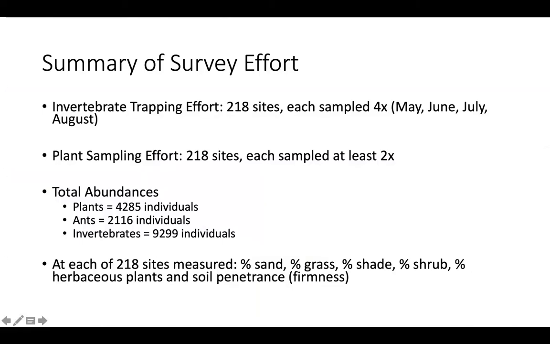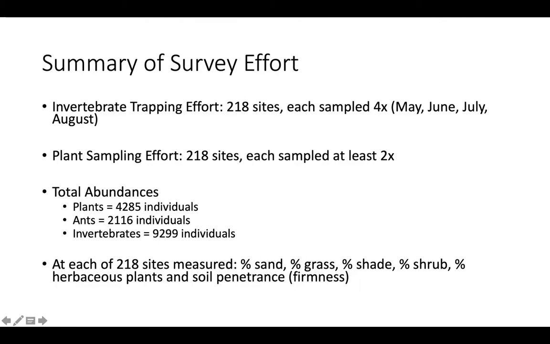Okay, I just want to take a moment here and summarize our sampling effort. We had a total of 218 of these hula hoop quadrat sites that we sampled, and we did each of those sites 4 times: once in May, once in June, once in July, and once in August. For each of those sites and each of those samples, we deployed one of those test tubes and then collected the test tube and counted the invertebrates that fell in the tube.